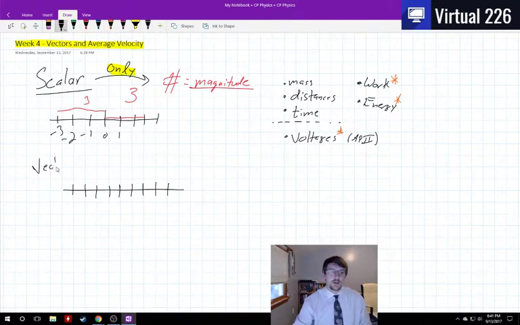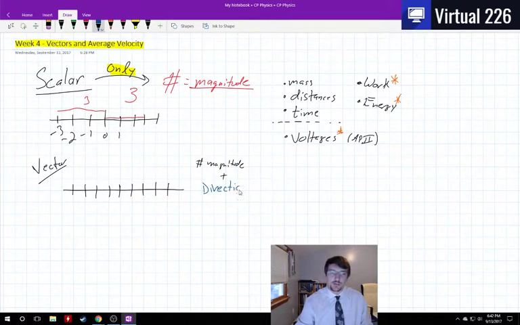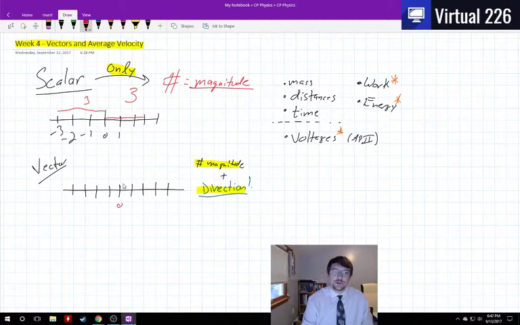A vector, on the other hand, not only has a magnitude, but it also has, and this is the big key for a vector, a direction. It needs this direction. It has both of these, magnitude and a direction. So if this is our 0 point here, we go 1, 2, 3 to the right, we've gone +3. We go 1, 2, 3 to the left, we've gone -3.